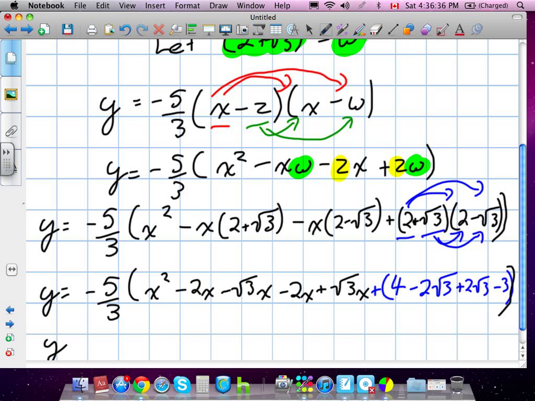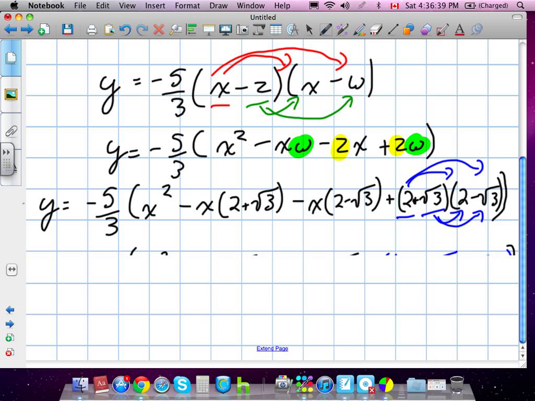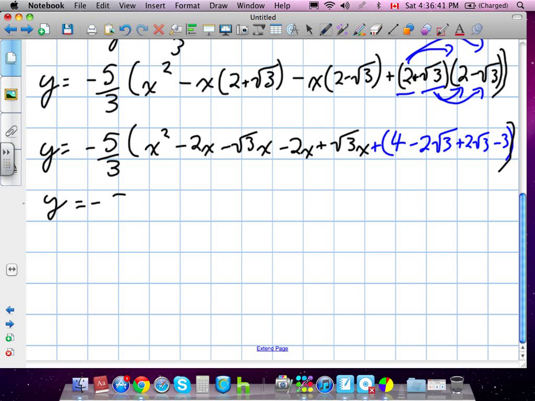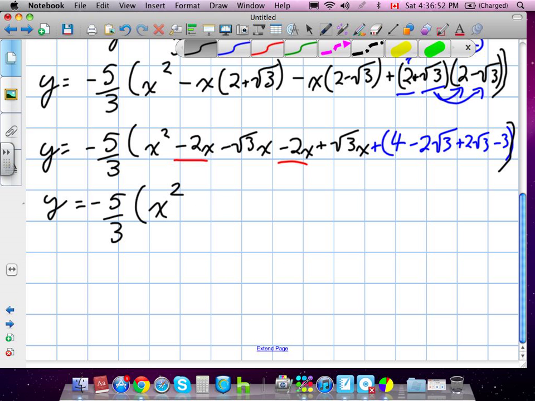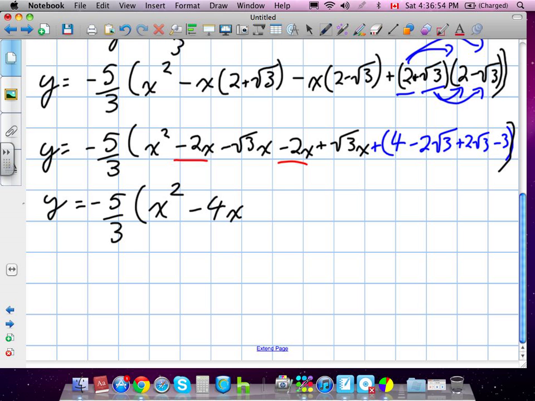Okay. So there's quite a bit to go with here. Negative 5 over 3, x squared. I'm going to start collecting some like terms. Negative 2x and negative 2x can be simplified. Now this one's a little funnier.